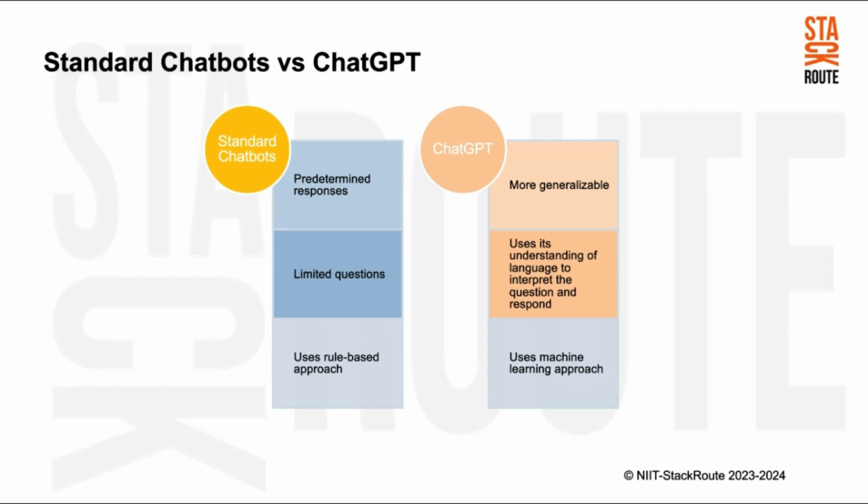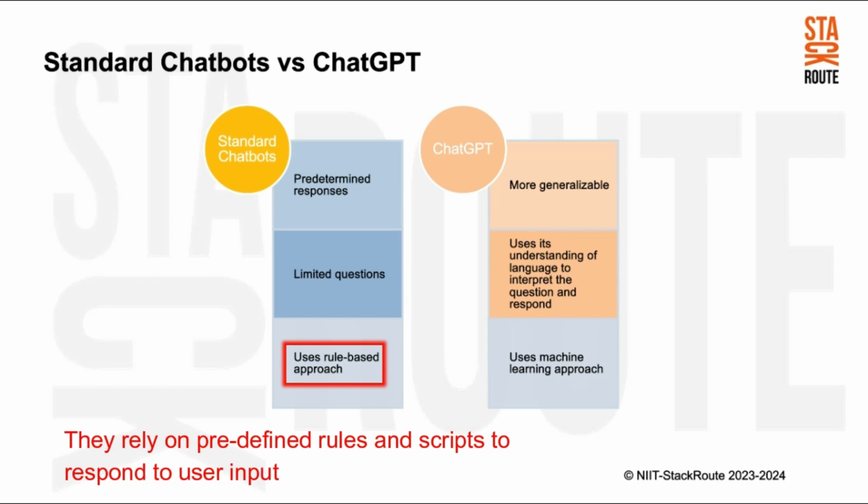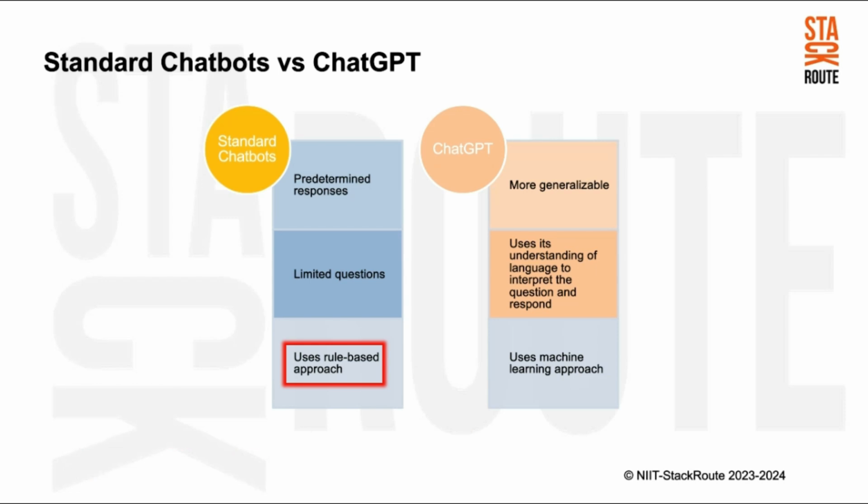Standard chatbots typically use rule-based or decision tree approaches, which means that they rely on predefined rules and scripts to respond to user input. They can handle simple queries and follow a predefined conversation flow, but they can struggle with more complex or ambiguous queries.